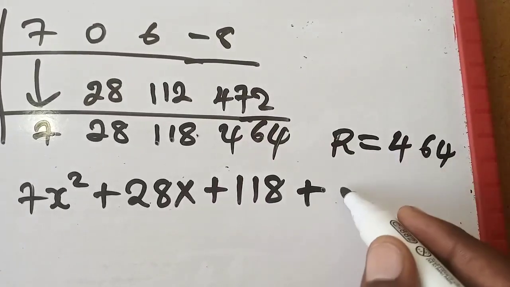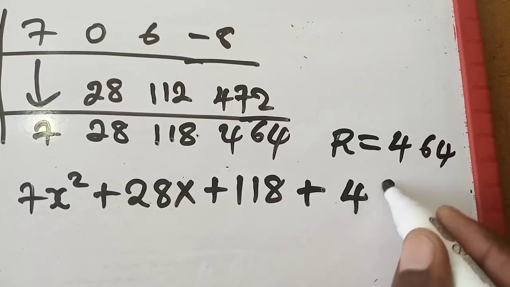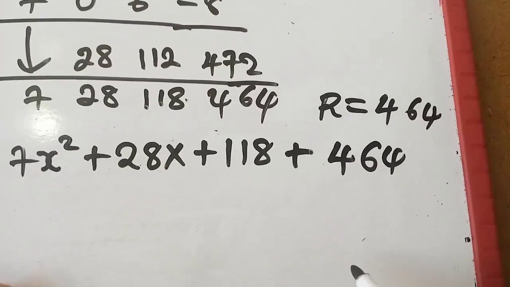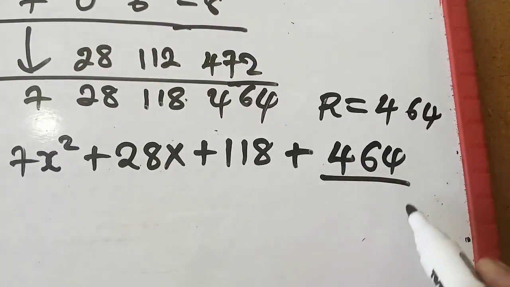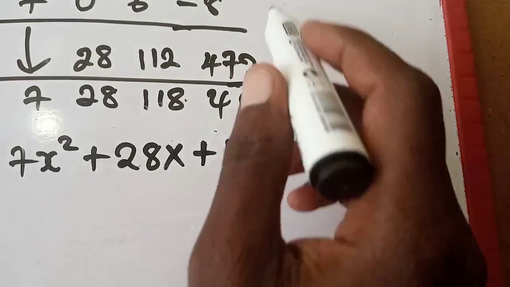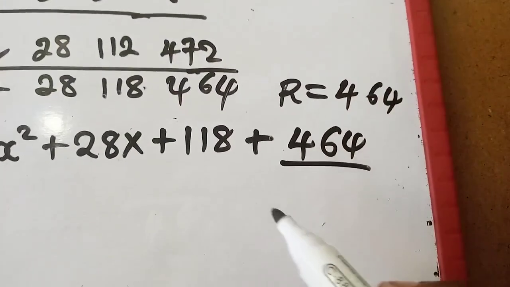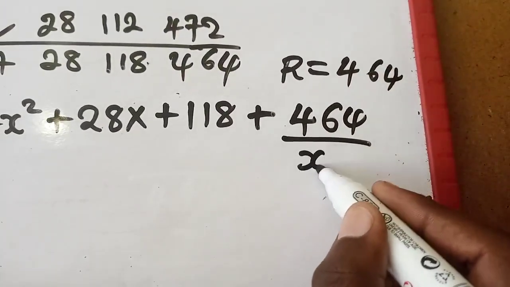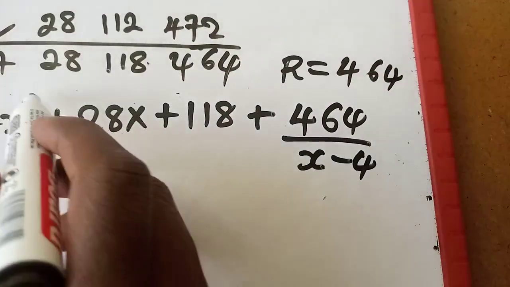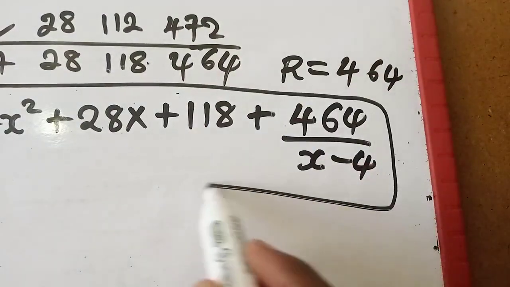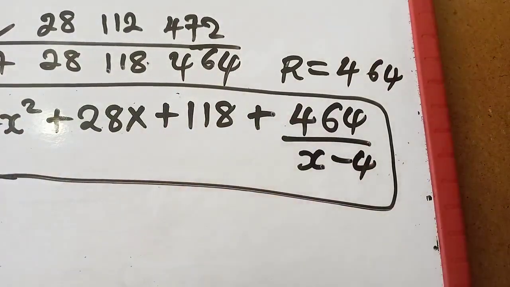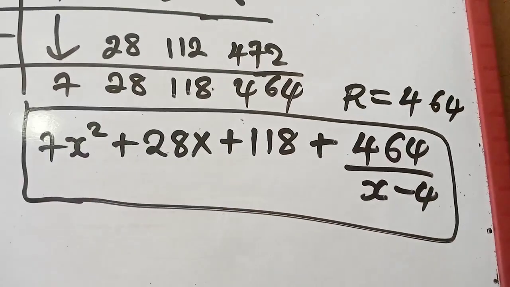So this is how you write your answer. You add the remainder, so that is the 464, divided by what you were using to divide into this polynomial. So you're going to write this expression down here, x minus 4. So this is your answer, like that. So that is how you divide polynomials.